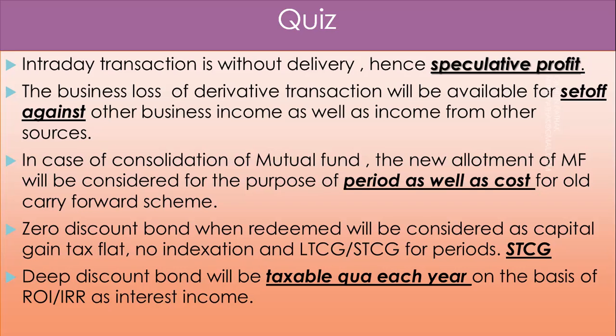Unit allotted would be new one, period would be old one, and the cost would be old one. Clear? In the case of consolidation of mutual fund, the period as well as the cost of the previous scheme would be available. As in the example, unit 64 we converted into unit 2000.